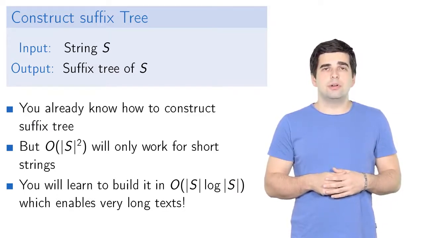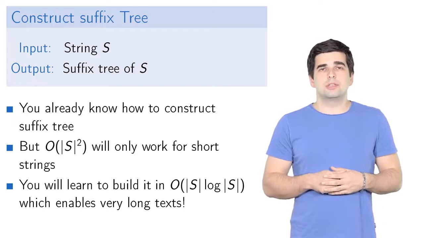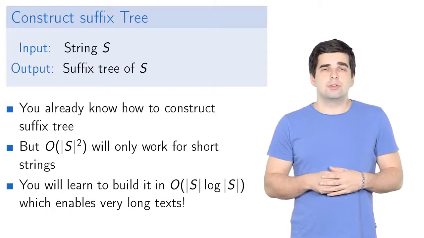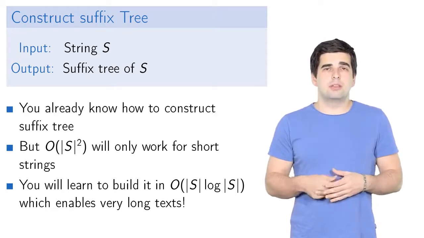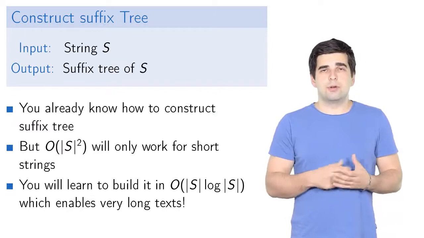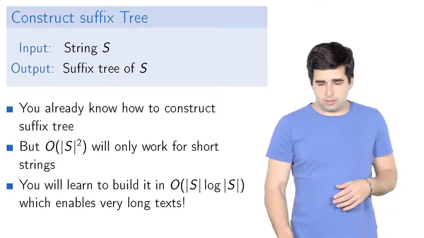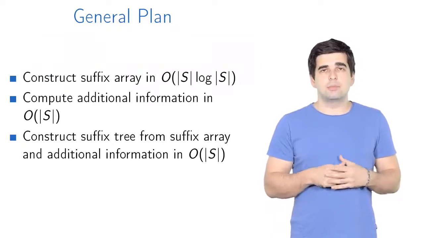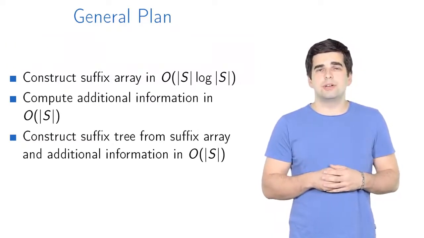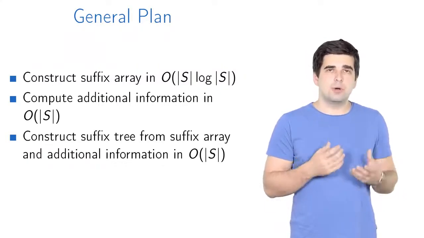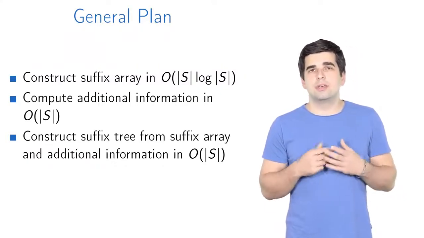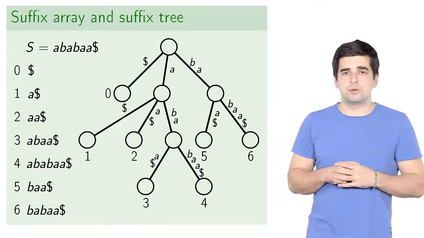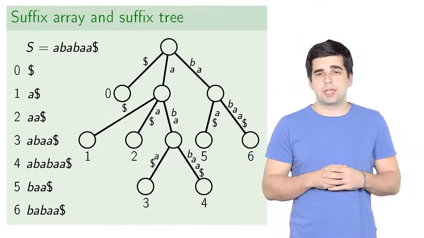And after you learn this lesson, you will know how to build a suffix tree in time length of string times logarithm of this length, because you can build a suffix array in this time and then construct the suffix tree from the suffix array in linear time. So the general plan is to construct the suffix array in time O(|S| log |S|), then compute some additional information called the LCP array in linear time, and then given both the suffix array and this additional information, construct the suffix tree in linear time. First, let's explore how the suffix array and suffix tree are connected.